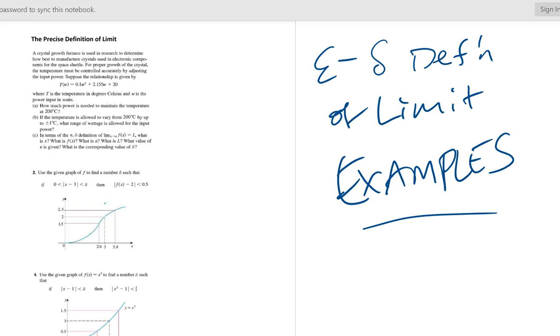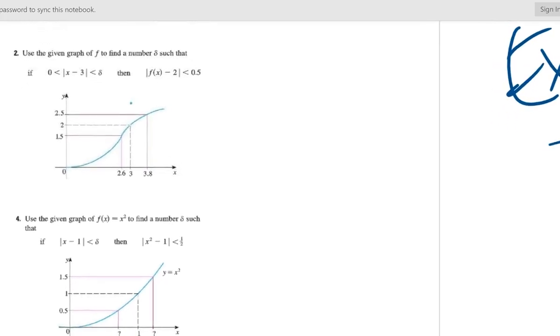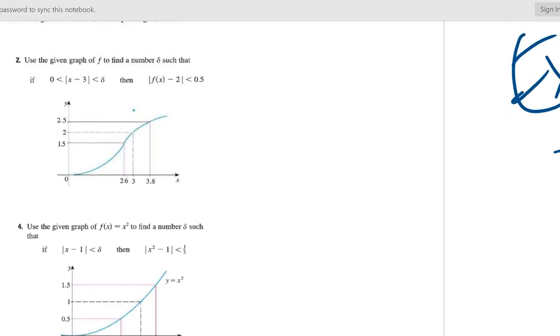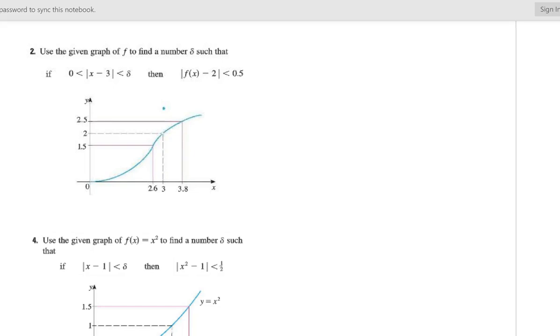All right, so now let's do some examples of this. Let's look at number 2 here. It says use the given graph of f to find a number delta such that... So what they're doing is they're giving us a graph. Okay, so here's f of x.